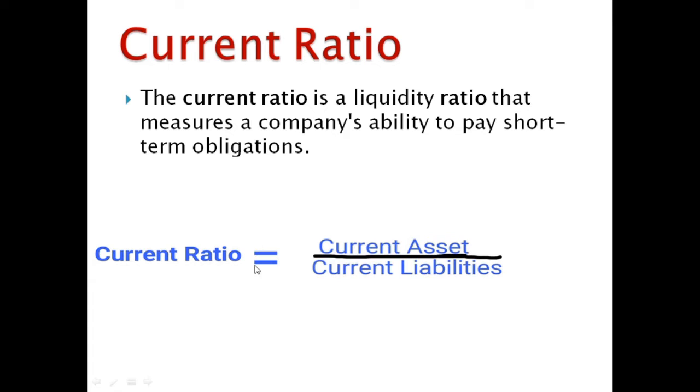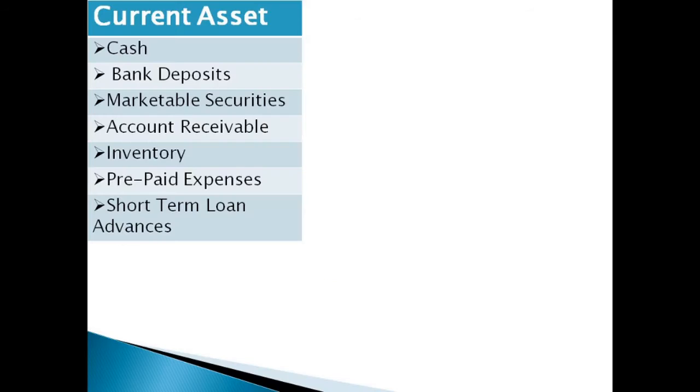Current ratio is calculated by dividing current assets by current liabilities. So to understand current ratio in a much better way, let's understand what are current assets and current liabilities. So what is current asset? Cash or other assets that can be converted into cash within a fiscal year are called current assets. In common language, it means in my business anything that can generate cash within a fiscal year is called a current asset.